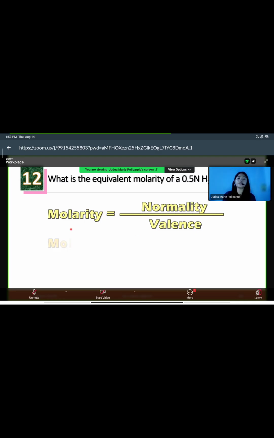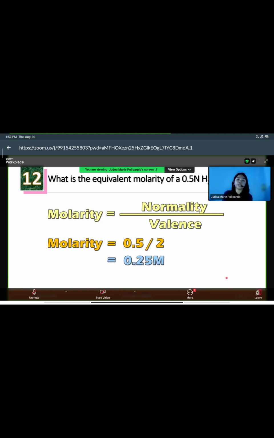Okay, so that means we have to get the molarity. Ang normality natin ay 0.5, i-divide daw natin with the valence. And ano nang ang valence ng sulfuric acid natin? The valence of your sulfuric acid is 2. So that would give us 0.5 divided by 2. And what is 0.5 divided by 2? That would give us 0.25.